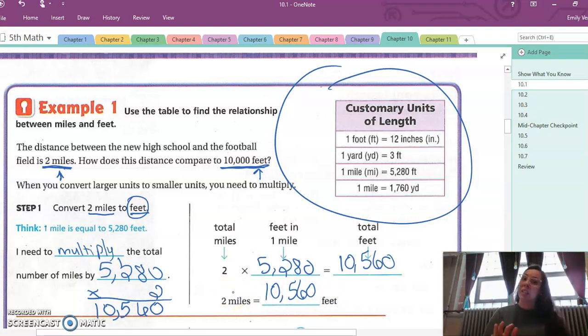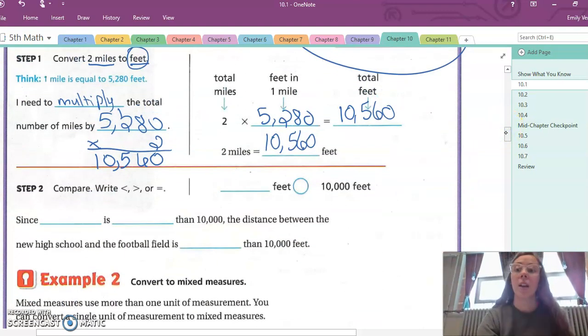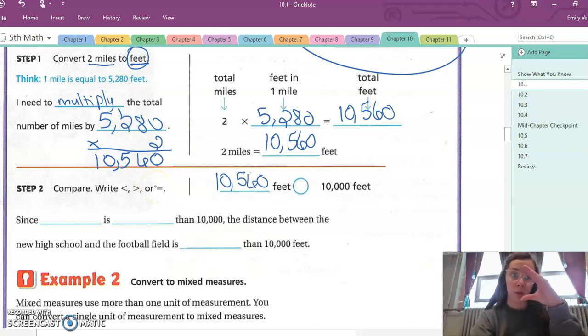Okay, but we're not done with this particular question. It says to compare them. And so step 2 does that. Compare, right, less than, greater than, or equal to. So we found the number of feet in 2 miles, which is 10,560 feet, less than, greater than, or equal to 10,000 feet. You guys already know the answer to that. Put your alligator mouth in there the way he needs to be facing. Who does he chomp?